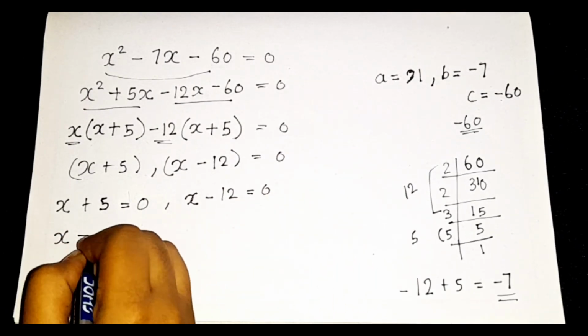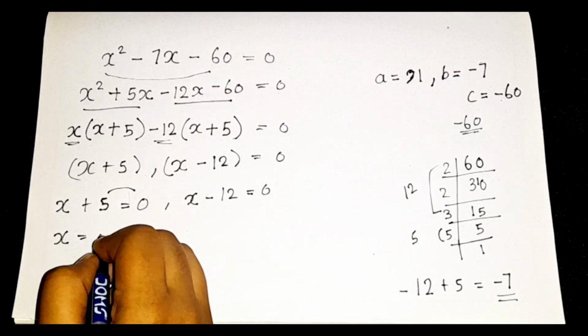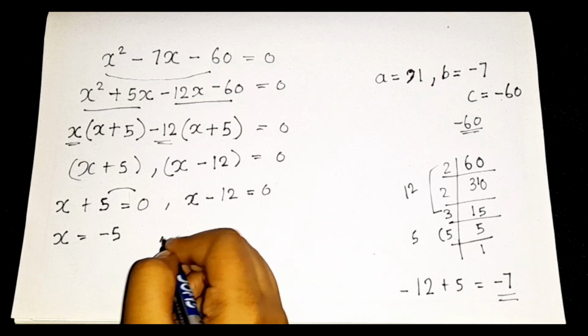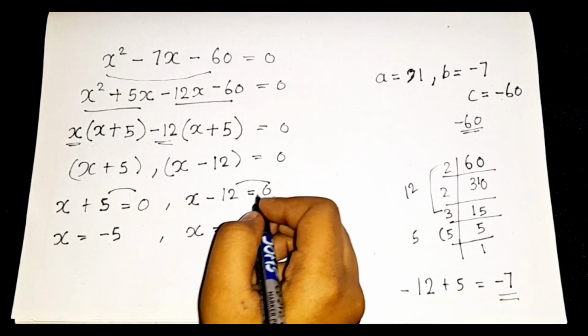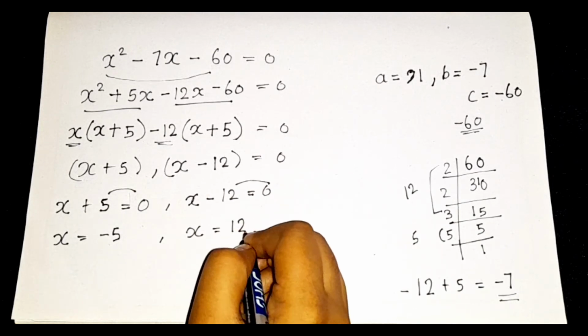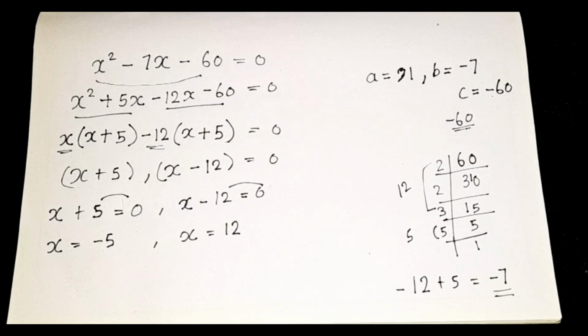So x is equal to, when we get this plus 5 to the right side, it changes into minus 5. Okay, and when we get this minus 12 to this side, it changes into plus 12. Alright, so now we got a value. So since you guys know, we got the x value, that is minus 5 and 12.